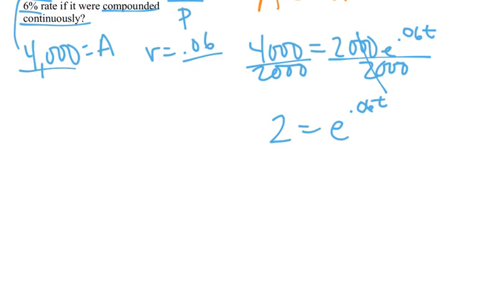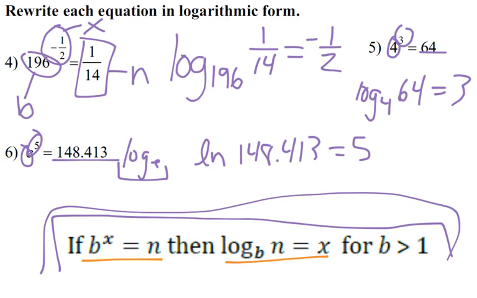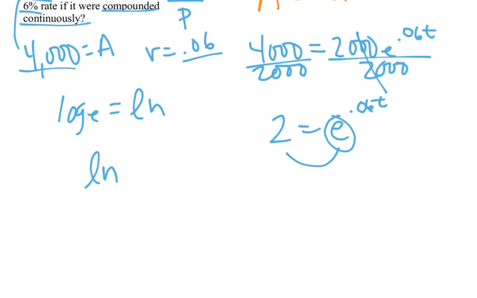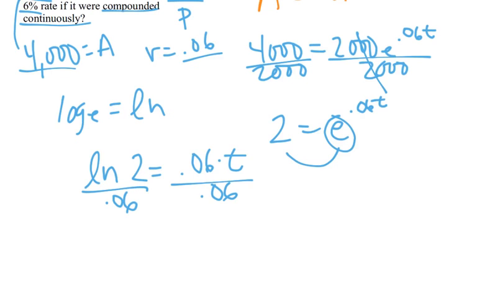Now, this should look oddly familiar, like this one. So we change it to that. Change it to a log. So log base would be e, which we said was what? The natural log. So natural log of 2 equals 0.06 times t. Now we want to get rid of this 0.06, so we divide by 0.06. So I get natural log of 2 divided by 0.06 equals t.